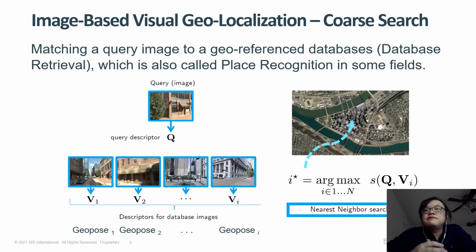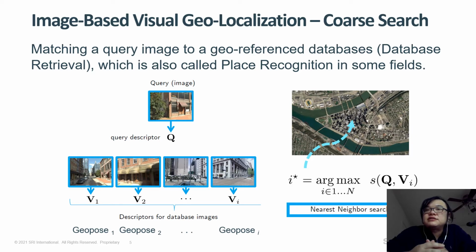The process for image-based geolocalization typically includes two steps. The first step is code search. The idea of code search is to search and match a query image against a database of geo-referenced images or video streams. It is also called database retrieval in research fields.